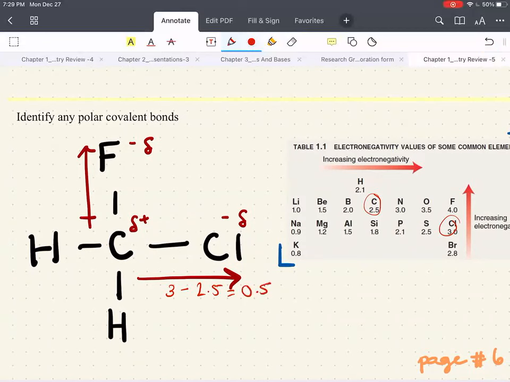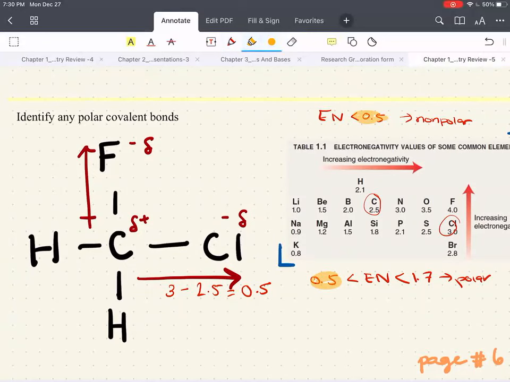0.5. Now, if you remember, when the electronegativity difference is less than 0.5, that's non-polar. Whenever the electronegativity difference is between 0.5 and 1.7, that's polar. Well, 0.5 tends to fall on the border of these two things. So is a carbon-chlorine bond polar or non-polar? The answer to this is that it is polar.